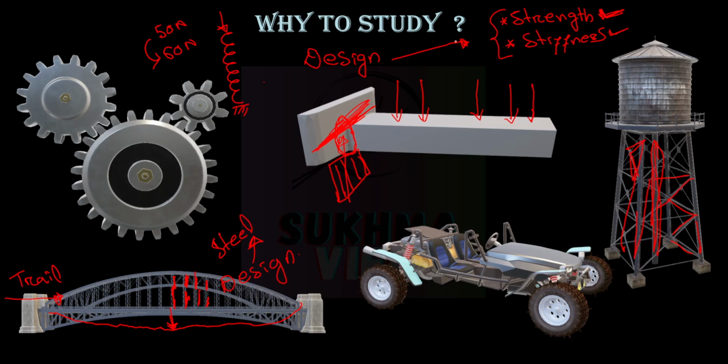Strength is the property of any material to withstand the external load, and stiffness is the property of a material to withstand the external deformation.